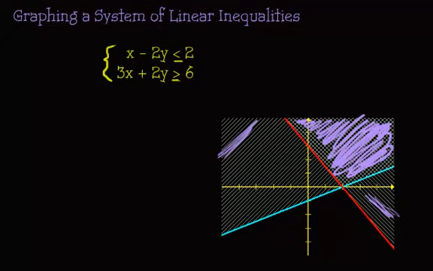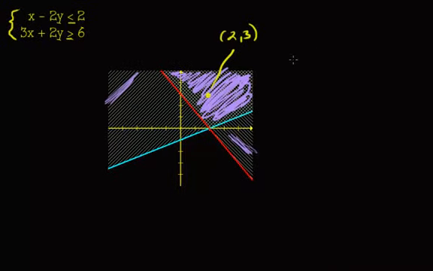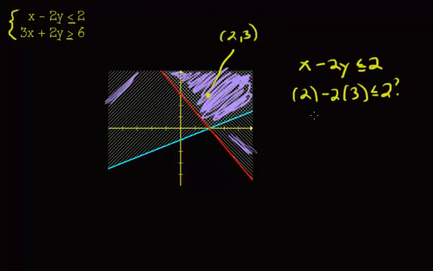So let's take an example. How about (2, 3)? Let's see if that works for both inequalities. So we've got x minus 2y less than or equal to 2. So let's plug in (2, 3). So we get 2 minus 2 times 3. Is that less than or equal to 2? So that's 2 minus 6. And that's negative 4. So is this true? Yes, it is. And so that point works. Let's try it with the other inequality.